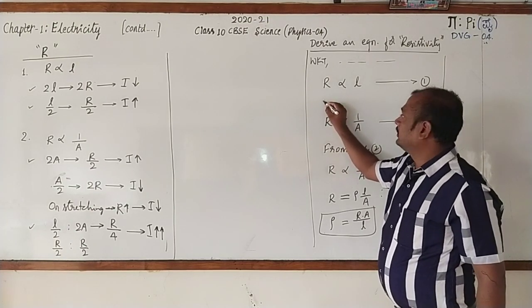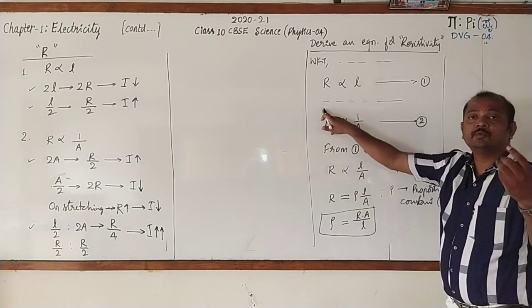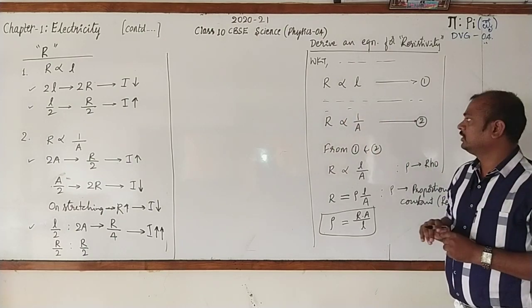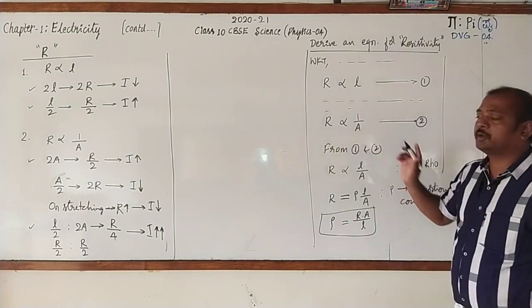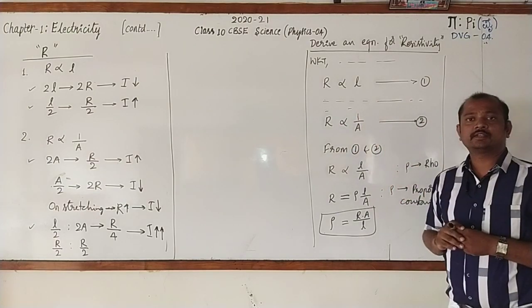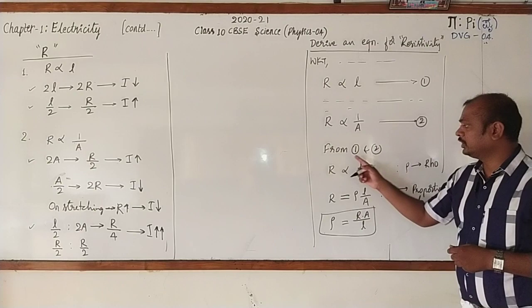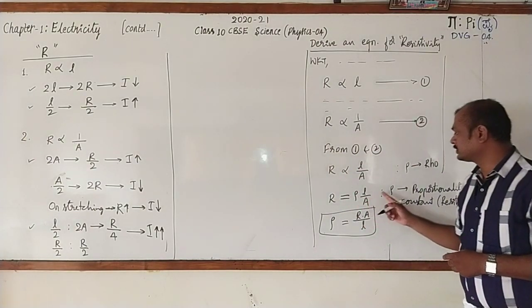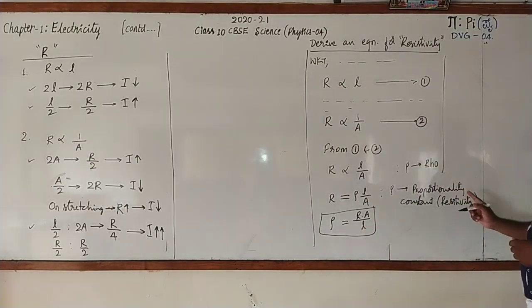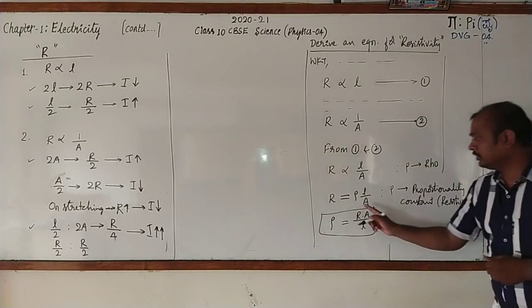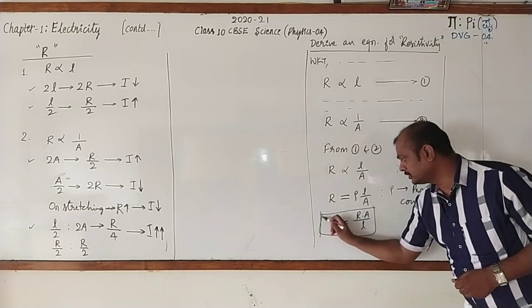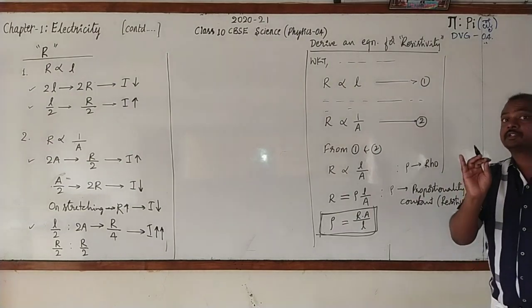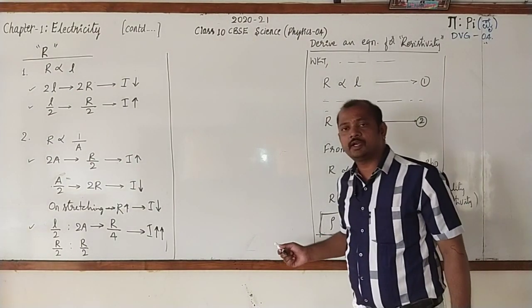Next, electric resistance is inversely proportional to area of cross section of the conductor. Then you will go for writing R is proportional to 1 by A. You will call this as second statement. Next, from 1 and 2, R is proportional to L by A. To remove this proportional, we have assumed the proportionality constant, which is called resistivity. Then rho, on solving rho, you will get RA by L. Clear?